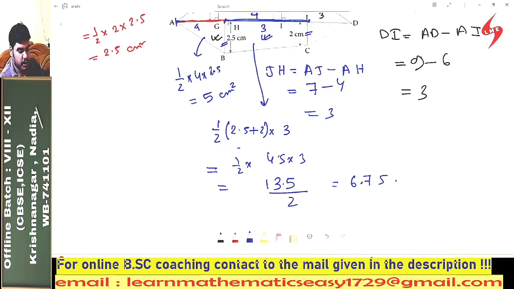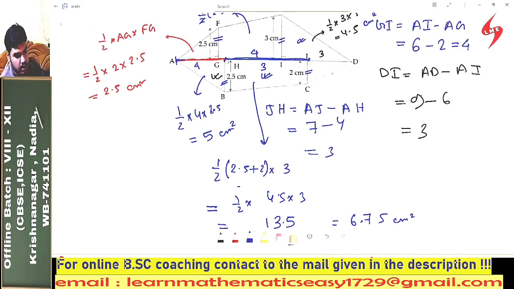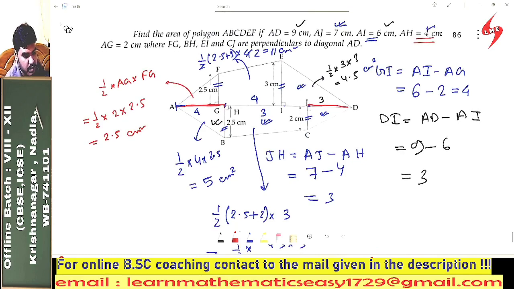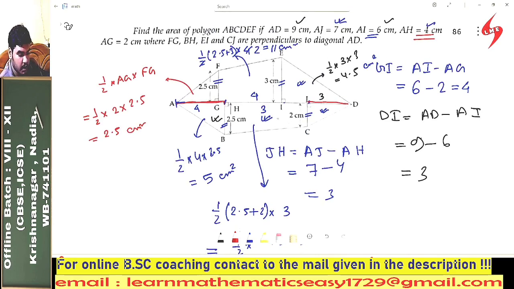Okay, 6.75 cm square here. Now I have to find the area of this triangle. So here we need to find the base, that is JD. We need to find the distance JD. Is my JD given or not? AJ is given.